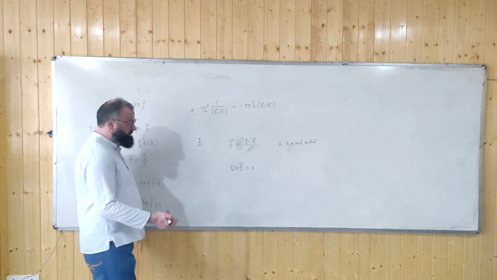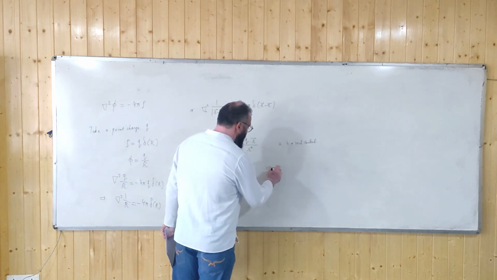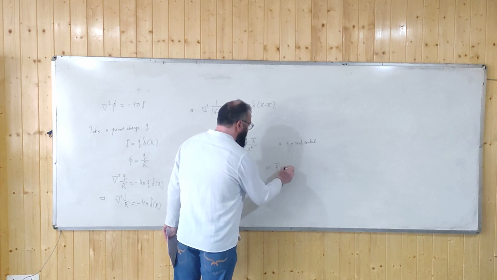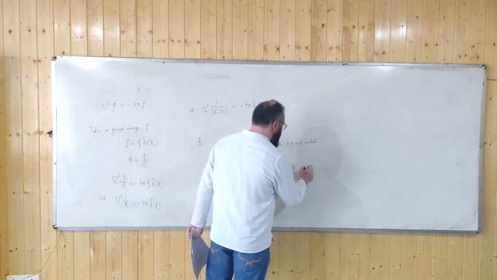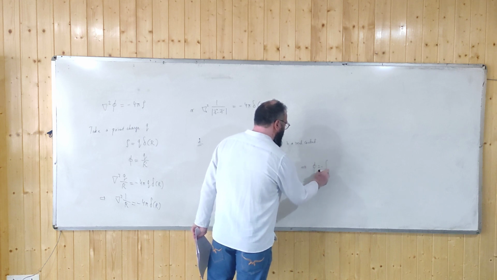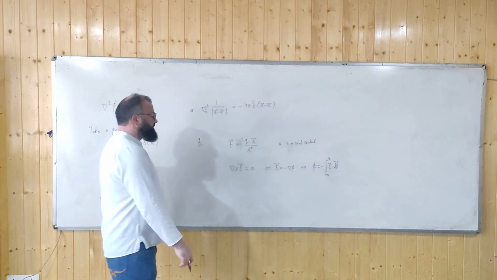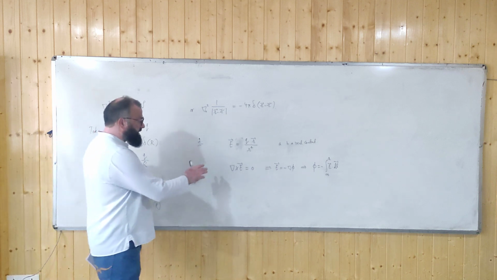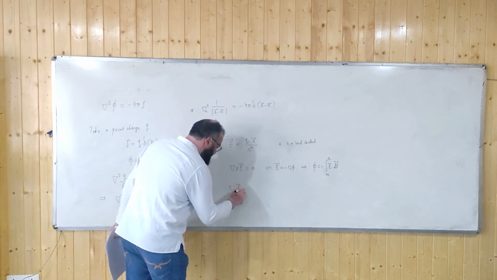So if curl of E is equal to 0, that means you can write the electric field in terms of what? E equals minus nabla phi. And this will imply that phi is equal to minus the integral from infinity to some point r of E dot dl. Clear? So now let's first calculate the charge. Let's calculate the divergence of E.